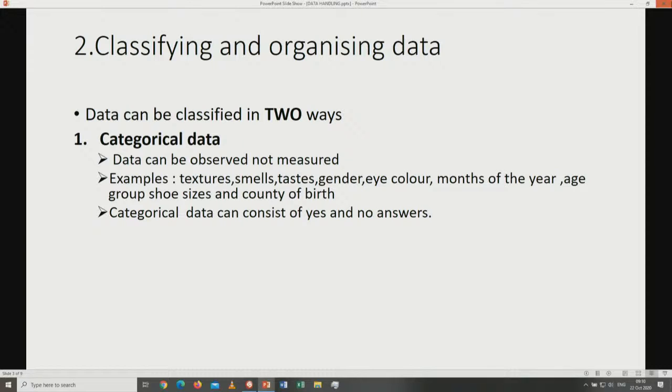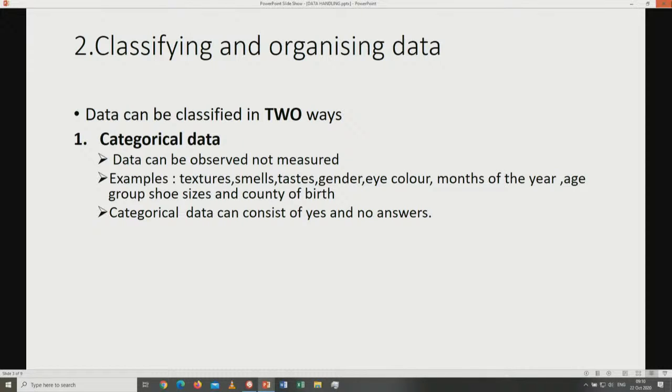Furthermore, we move on to classifying and organizing data. How do we classify data or organize it? Right. One, they say data can be classified in two ways. It is classified in two ways. One, as categorical data. When we talk about categorical data, it means it's a form of data that we classify according to categories. Sorry. Data can be observed or not measured.